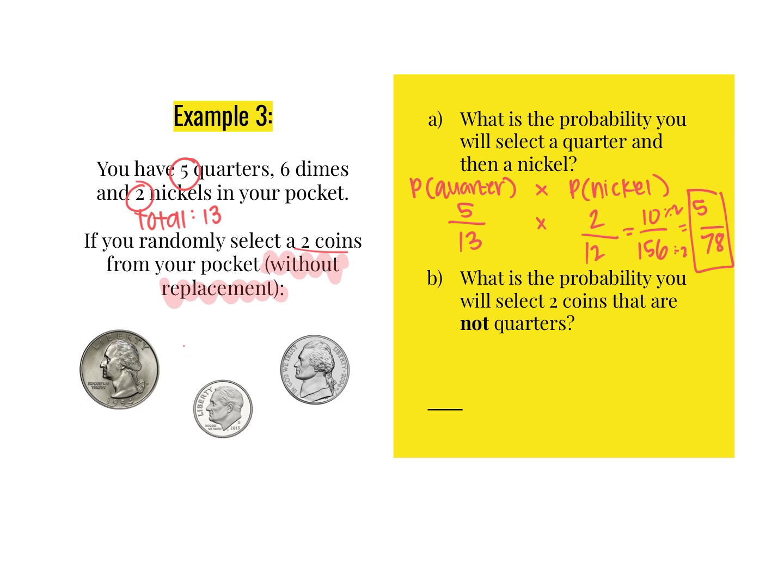Alrighty, our option here is what is the probability you will select 2 coins that are not quarters. Ooh, this "not" is interesting because what this one is asking us for is what is the probability we choose, honestly, anything else. So when we're looking at this one, I always think it's easiest to find, well, what is the probability you choose 2 quarters? And then do 1 minus that because our probability is always out of 1.